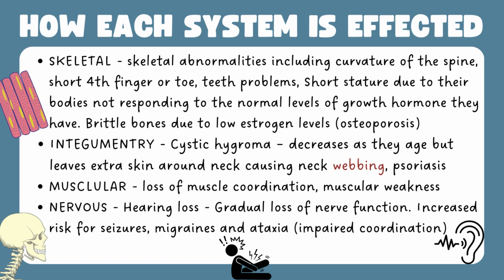In the integumentary system, you may see cystic hygroma that decreases as they age, but leaves extra skin around the neck, causing neck webbing along with skin conditions like psoriasis. The muscular system is affected due to loss of muscle coordination. In the nervous system, you can see sensorineural hearing loss due to a gradual loss of nerve function. Increased risk for seizures, migraines, and ataxia, also known as impaired coordination.